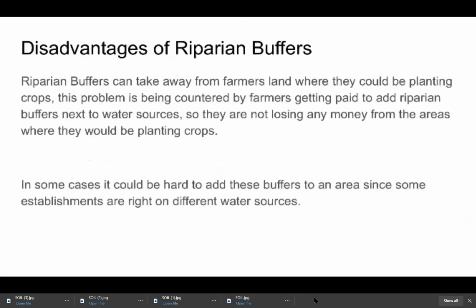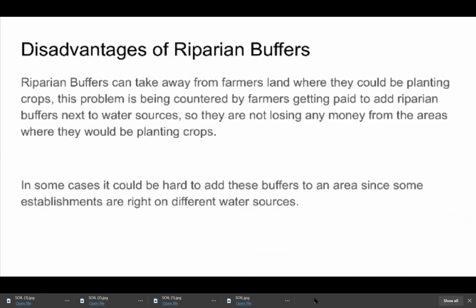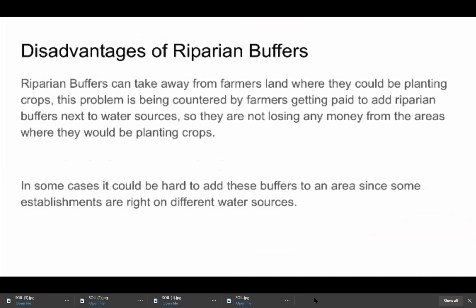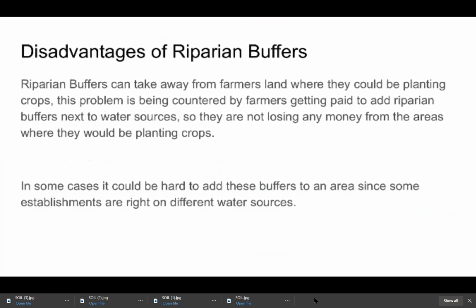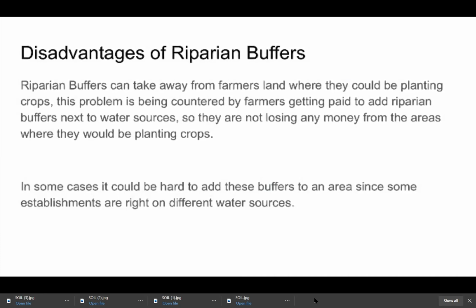Some disadvantages of the riparian buffers is that they could take away from farmers' land where they could be potentially planting crops. This problem is actually being countered by farmers getting paid to add these buffers next to water sources on their land, so they're not losing any money from potential crops that they could be planting. It's kind of a win-win for everybody because the water source is staying healthier with the buffer being installed nearby, and the farmer really isn't losing much to get the money back that they could have been making from those crops planted in that area.